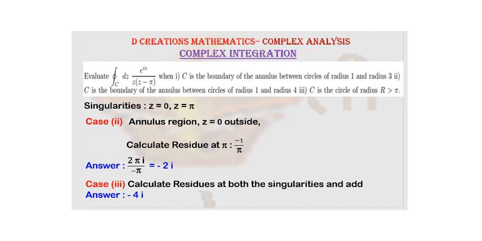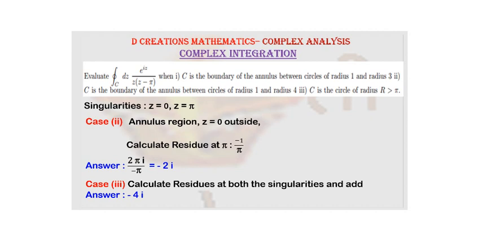What about the third case? Now in the third case, it has been said that C is the circle of radius capital R greater than pi. The fact that it is a circle tells you that you have to consider the singularity z is equal to 0 and the radius is greater than pi. So even pi is going to lie inside. So you will have to consider residue at pi as well.